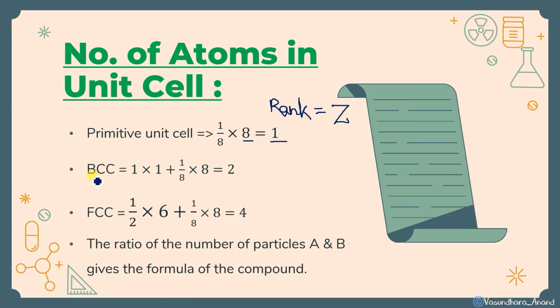Clear? If I'm talking about BCC, the corner particles are not going anywhere, the corners will be there like this, and there is one particle in the center, and that contribution is complete 1. So 1 plus 1, that means it is 2. Is it clear?